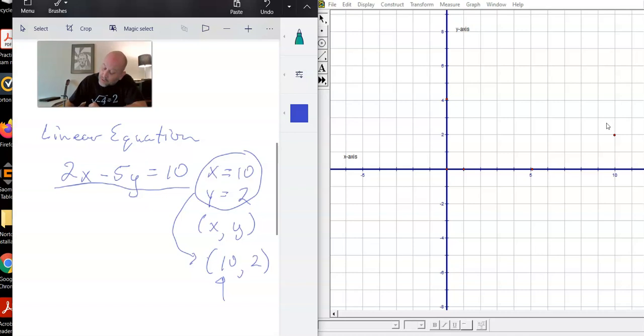We have 10, 2. You can always check this just by plugging in the values. So the x value is 10, so that means it's 2 times 10. And then here, that's -5, so -5, and then the y value is 2, is equal to 10. And remember, a solution to an equation is the value of the variable that makes this true. And so we have to see if this actually comes out to be a true statement. So 2 times 10 is 20. -5 times 2 is -10, and that equals 10. And so that's absolutely true.